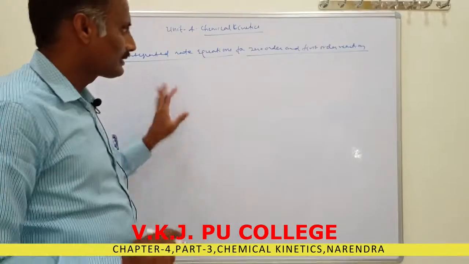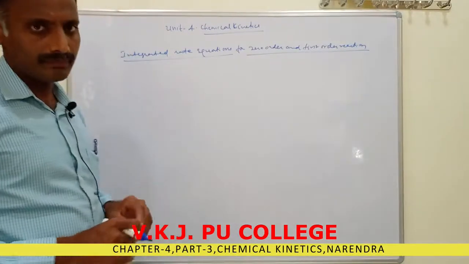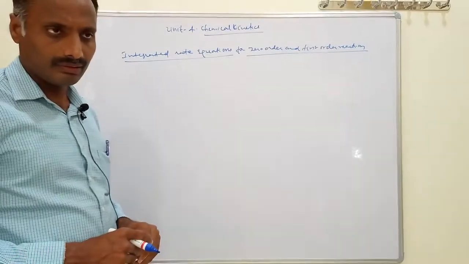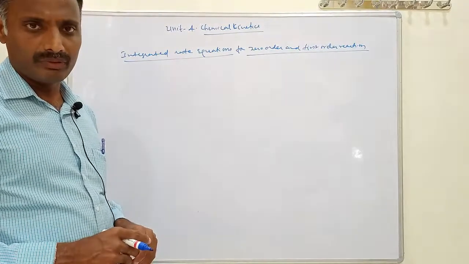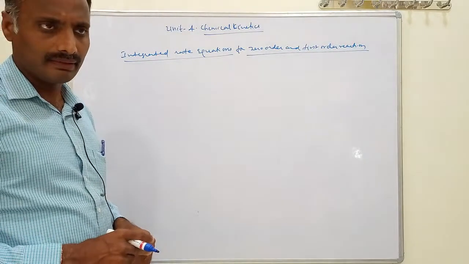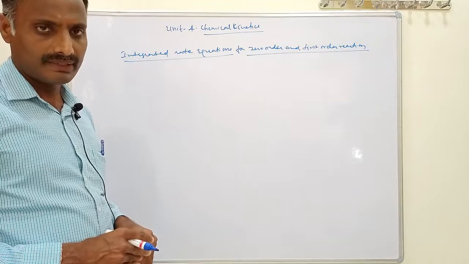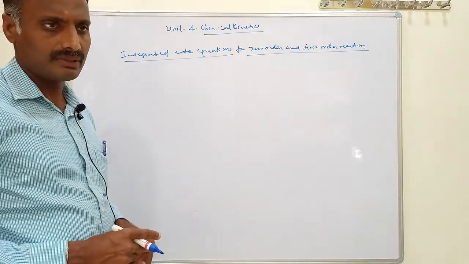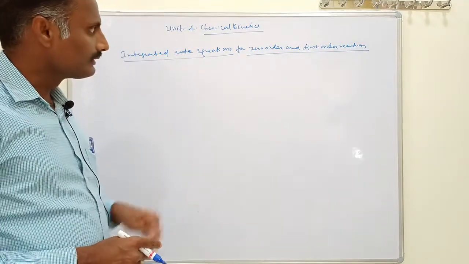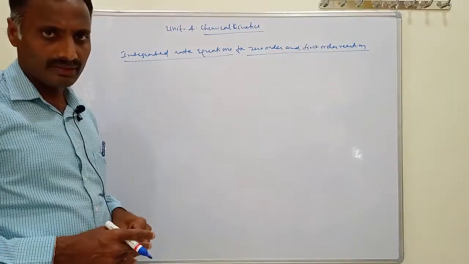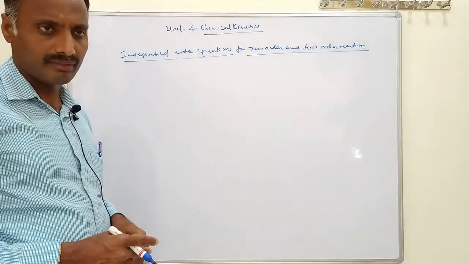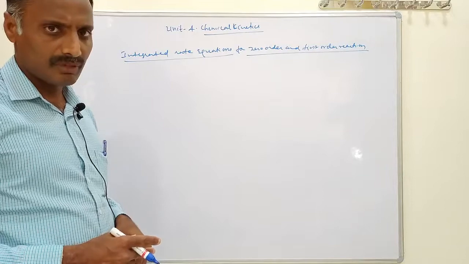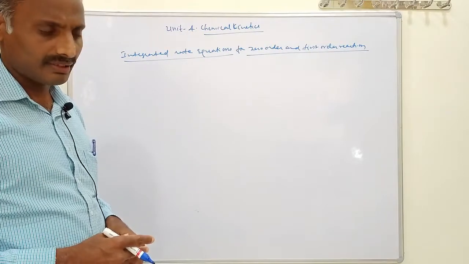This is the third session for chemical kinetics. In the first session, we studied the rate of reactions, the way of expressing the rate of reactions, and some problems based on the rate of reactions. In the second session, we studied the definitions of order and molecularity, and also some problems based on order and molecularity of reactions.